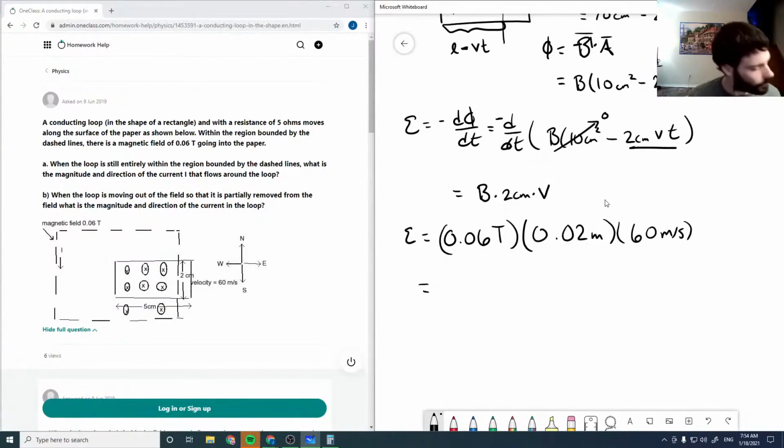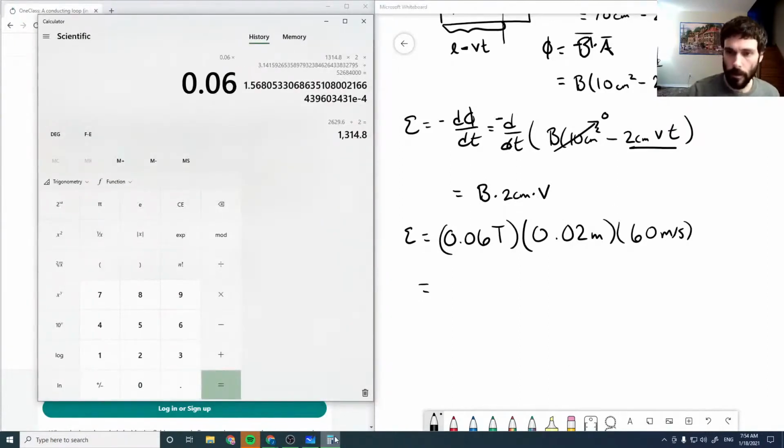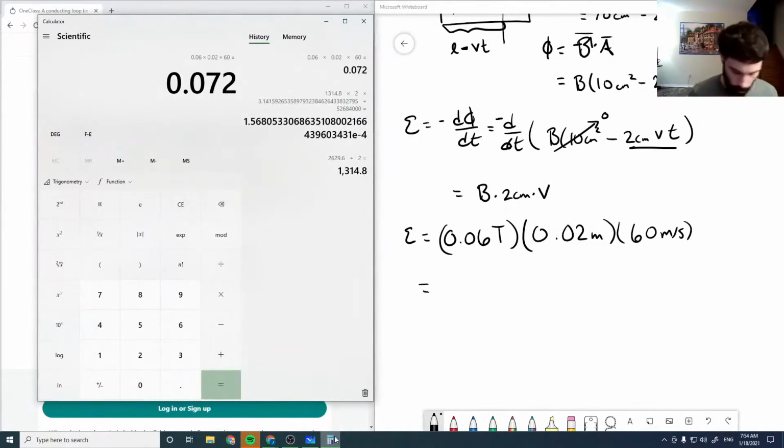Okay, well, I'm just going to recalculate a bit, I guess. So 0.072. So that's 0.72 volts.